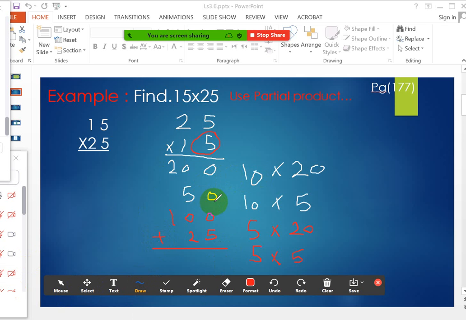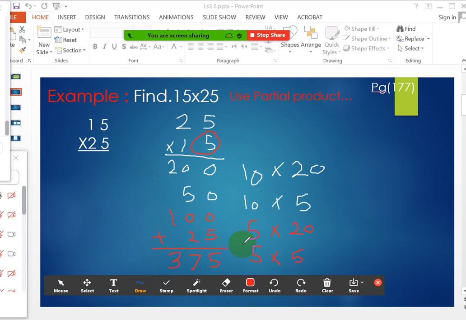0 plus 0 equals 0. 0 plus 0 equals 0. 0 plus 5 equals 5. Okay? 0 plus 5 equals 5. 5 plus 0 equals 5. 5 plus 2 equals 7. So it's 7 in the 10th digit. Now 1 plus 2 plus 1 equals 3. So the answer is 375.